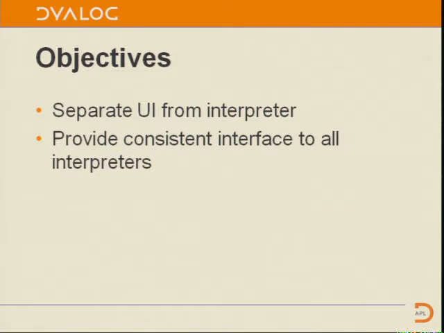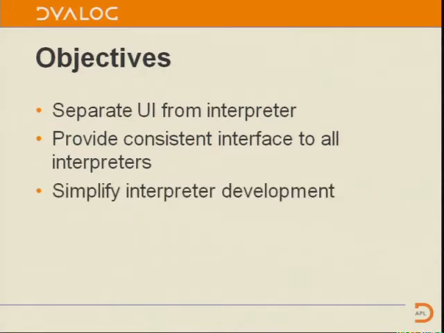So we can't use a normal IDE to debug this thing. To summarise, what we're trying to do is separate the user interface from the interpreter. This will allow us to provide a consistent interface to all the interpreters: the Dyalog APL interpreters, the APL Sharp interpreter, a Unix interpreter, a Windows interpreter, interpreters that you might have scattered around on a variety of machines, a variety of different Windows, a variety of different Unixes.